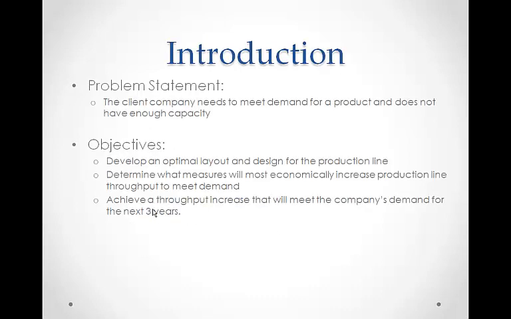The problem statement is that the client company needs to meet demand for a product and they currently do not have enough capacity. The objectives of this project are to develop an optimal layout and design for the new production line, determine what measures will most economically increase the throughput to meet their demand, and for this throughput increase to meet their demand for their product for the next 3 years.